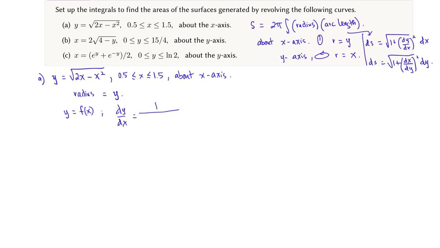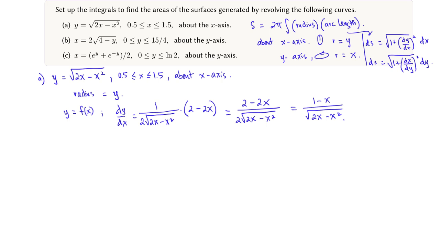The derivative of y with respect to x is 1 over 2 times the square root of 2x minus x squared, times 2 minus 2x because of the chain rule. That is (2 minus 2x) over 2 times the square root of 2x minus x squared. We factor out 2 in the numerator to cancel out the 2, so the numerator is now 1 minus x.